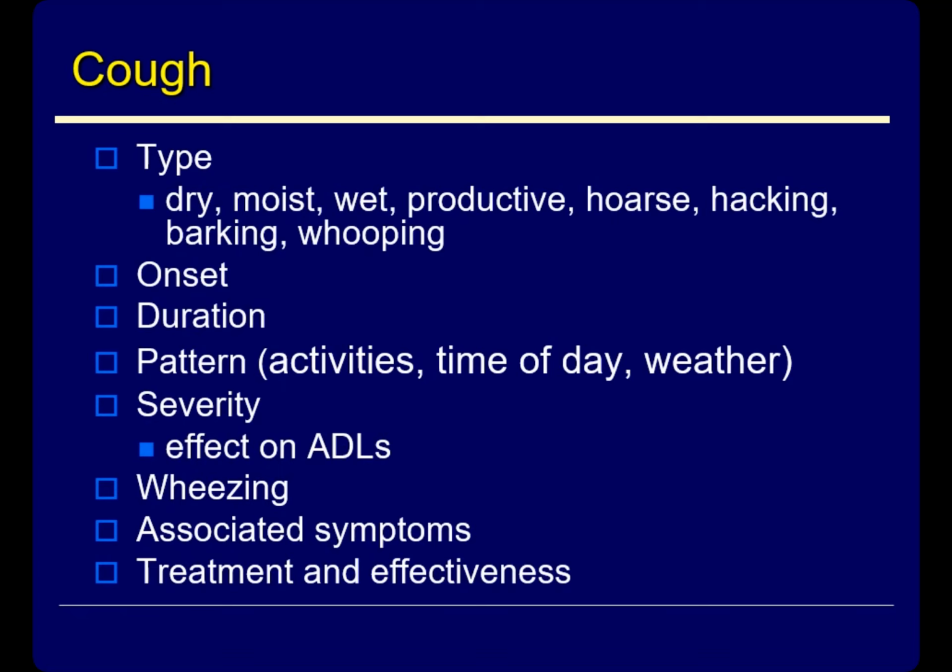If the patient complains of coughing, we need to know the type of the cough: dry, moist, wet, productive, hoarse, hacking, or whooping. We also need the onset of the cough, the duration, the pattern, the accompanying activities, the time of day, and the severity of the cough. Is the cough accompanied by wheezing, are there any associated symptoms, have they already had treatment, and how effective was the treatment?